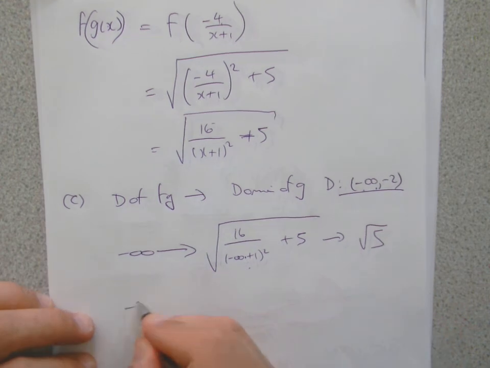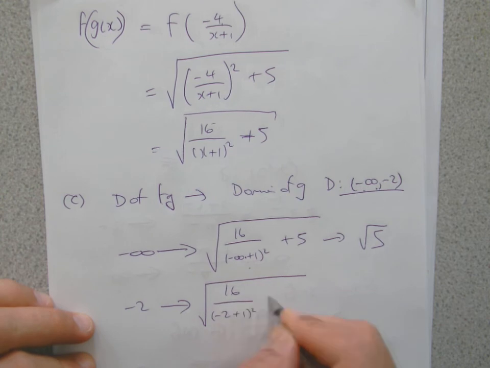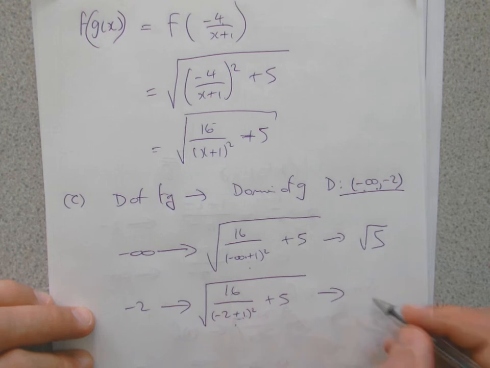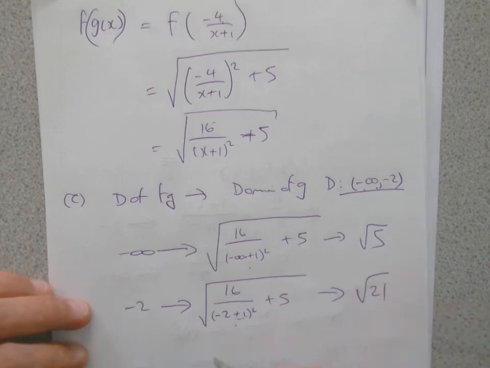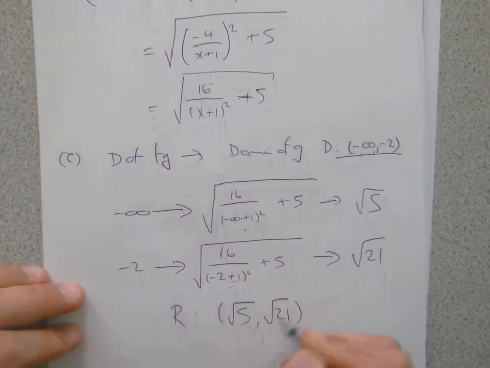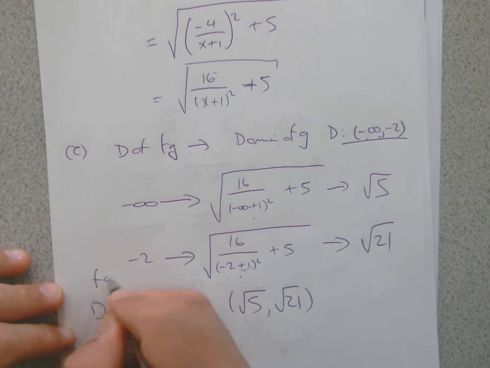Put then minus 2 in. So 16 over minus 2 plus 1 all squared plus 5. If you work that out, that'll become minus 1 all squared, so that's 1. 16 over 1 is 16, plus 5 is root 21. So the range will be root 5, root 21. And just to be clear, the domain is minus infinity, minus 2, that's for fg.